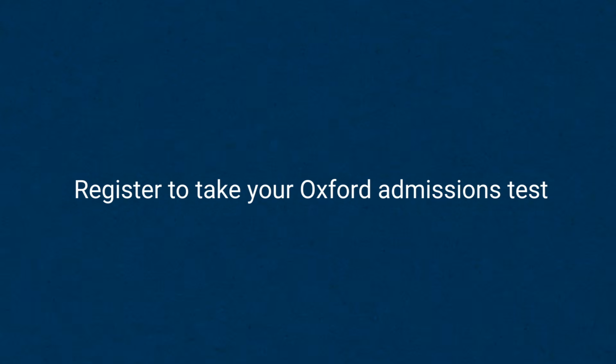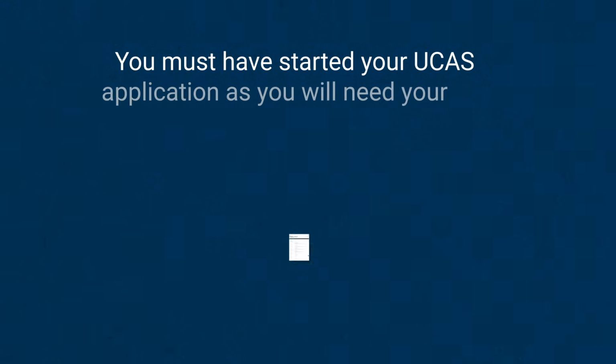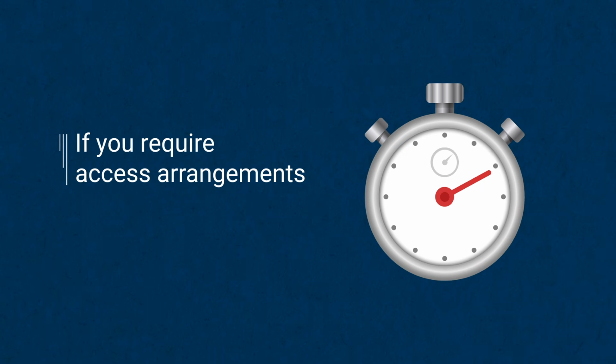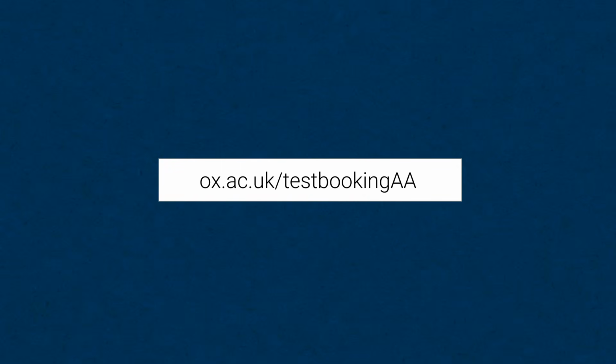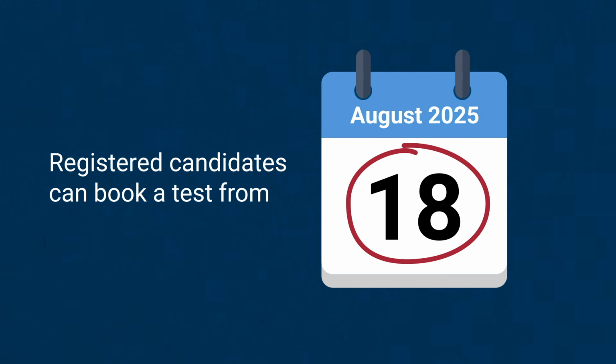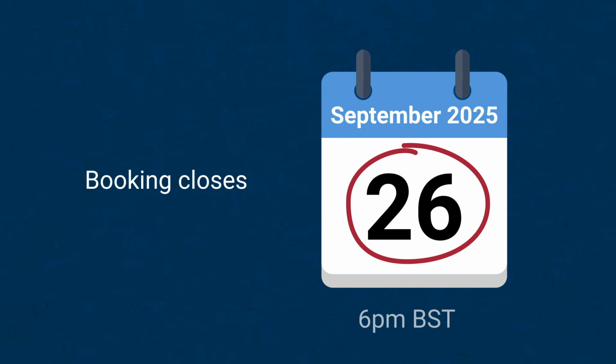You can register to take your Oxford admissions test anytime from the 18th of June until the 19th of September, 6 p.m. BST. To do this, you must have already started your UCAS application, as you will need your UCAS ID when you register. If you require access arrangements, for example extra time, then please watch our other video outlining this process. From the 18th of August, registered candidates will be able to book their test anytime until the 26th of September, 6 p.m. BST.